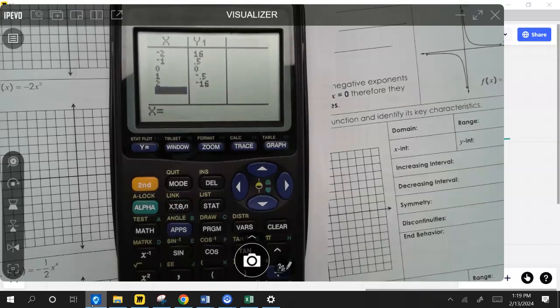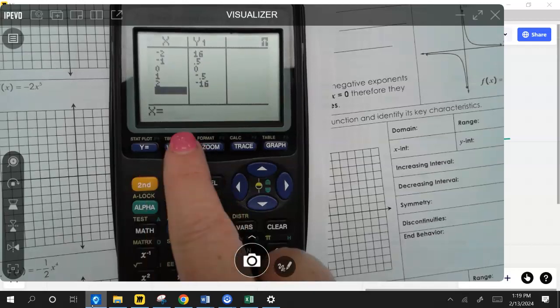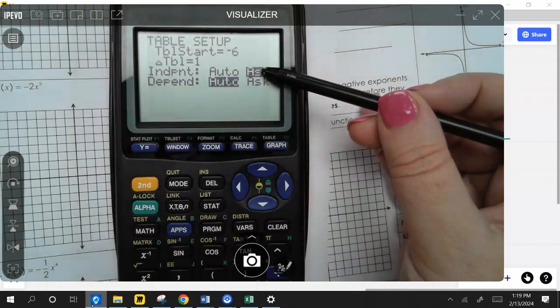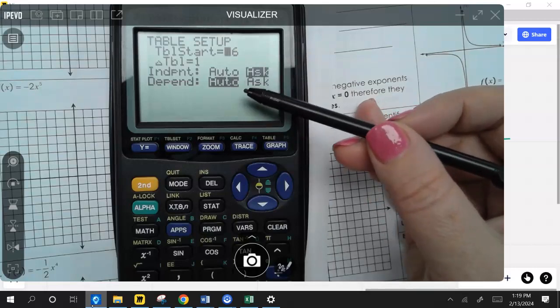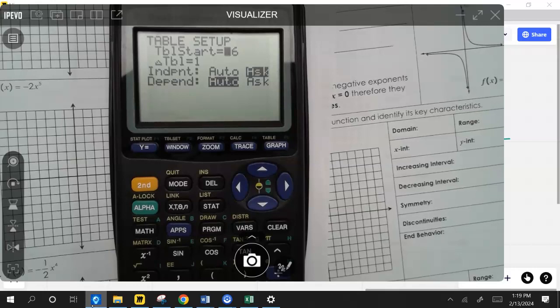Will yours let you type it in or no? Okay. If you're having trouble and it won't let you type it in, go second window. And it should say ask and then auto. So make sure that that's highlighted to ask and then auto. And then go back second graph. Once it's set, it's set. Yes, you just type them in. So just hit -2, enter, -3, enter, whatever you want.